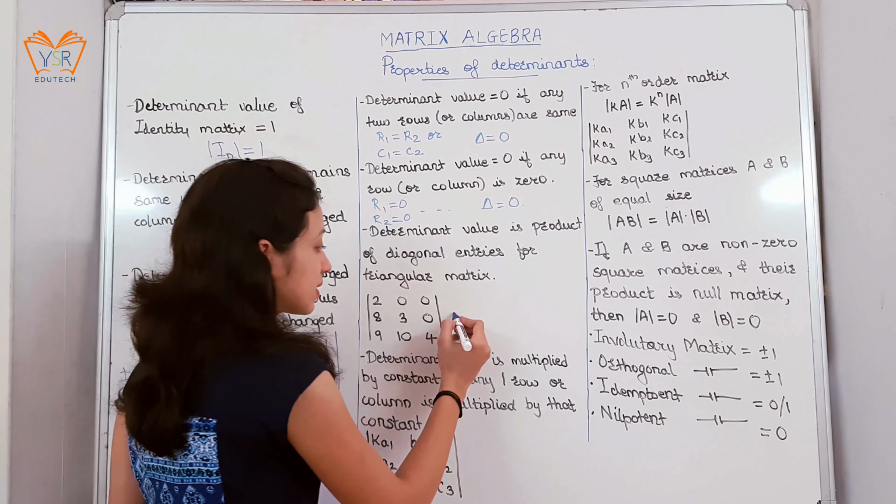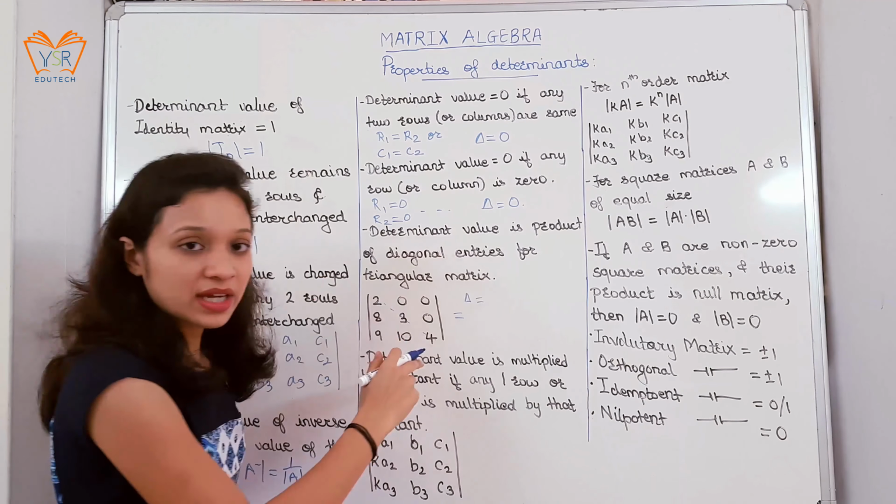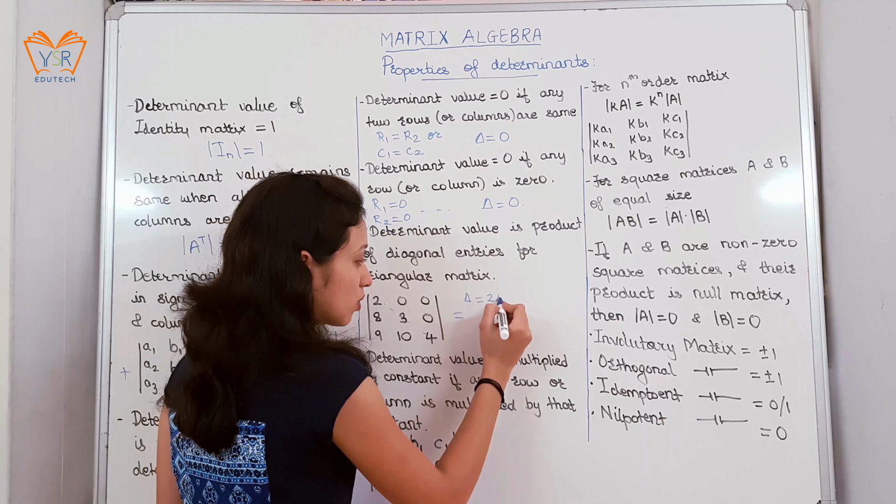This matrix is a lower triangular matrix. So, the value of the determinant will be equal to the product of diagonal entries: 2 into 3 into 4 gives 24. If the matrix is strictly upper triangular, that is, along with these three entries the diagonal elements are also 0, then the determinant value will be equal to 0.